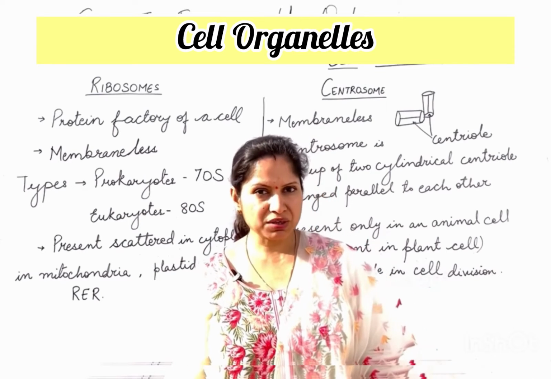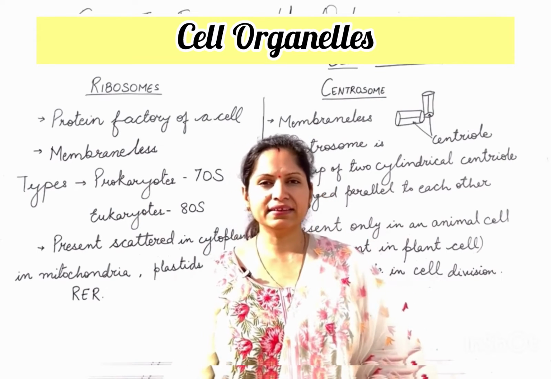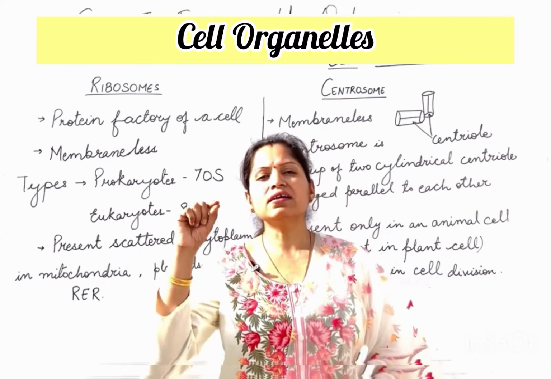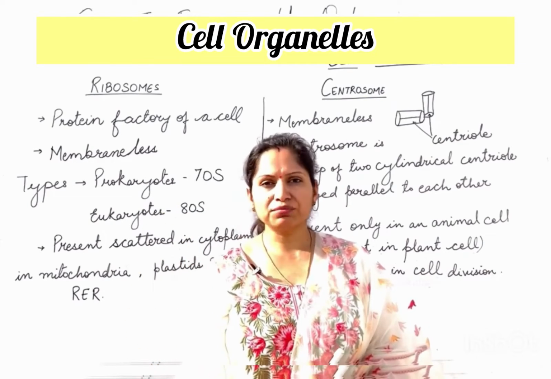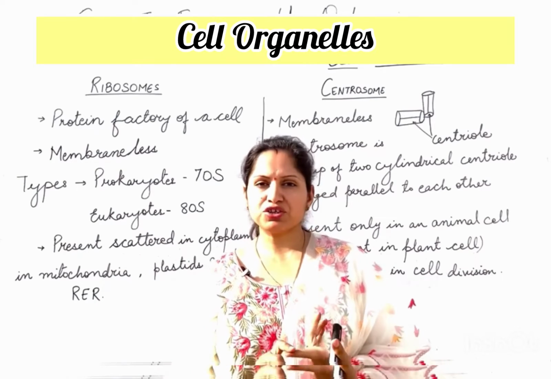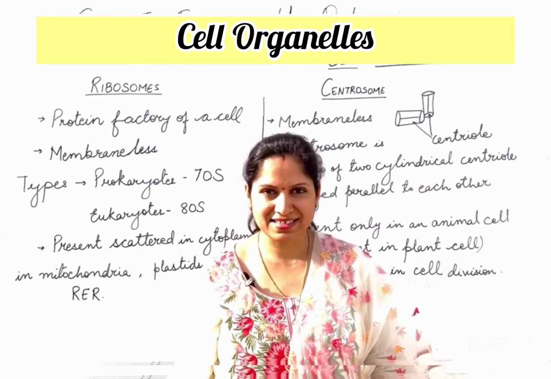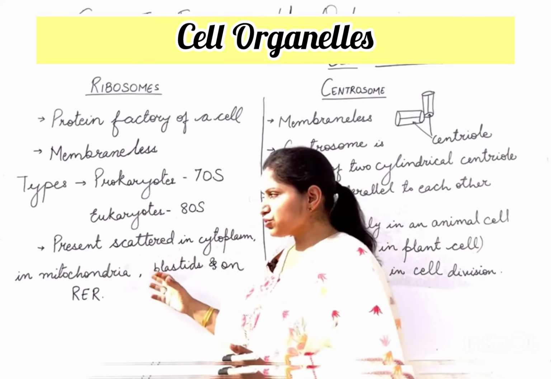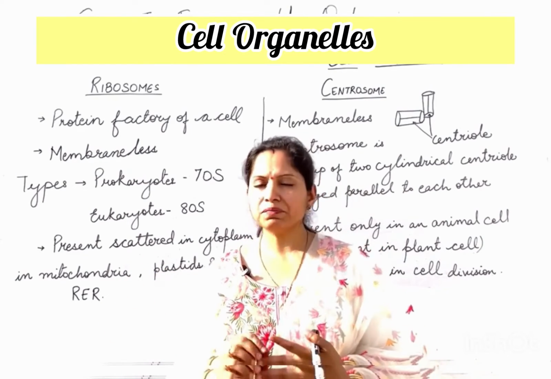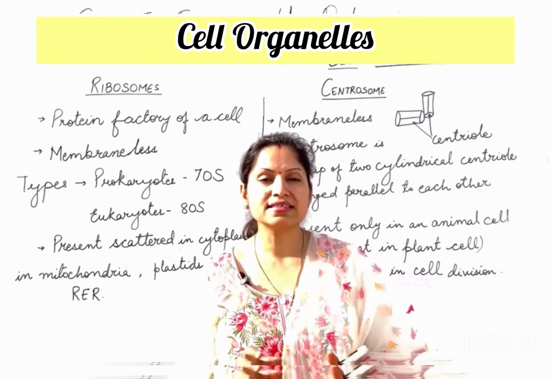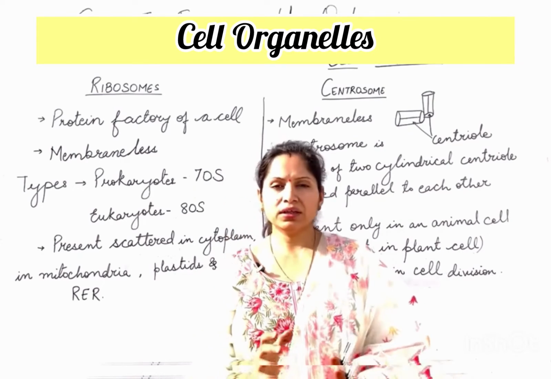Ribosomes are seen over the rough endoplasmic reticulum, and found scattered in the cytoplasm, meaning here and there in the cytoplasm you can see many ribosomes. Apart from that, they are also present in mitochondria and plastids. So, the ribosomes are present on rough endoplasmic reticulum, mitochondria, plastids, and scattered in the cell cytoplasm.